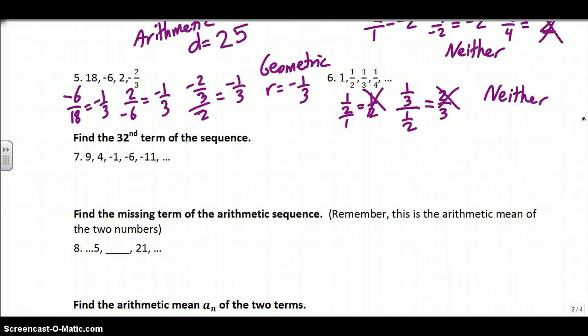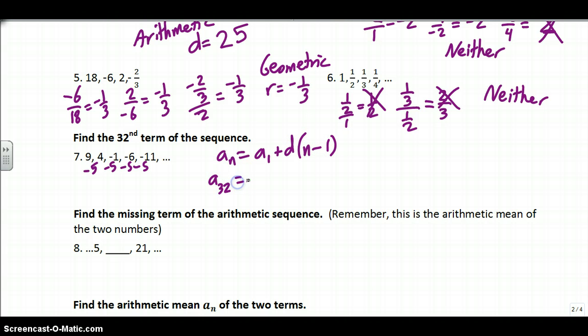Find the 32nd term of the sequence. Alright, so 9 to 4 to -1 to -6. That's clearly arithmetic. You're subtracting 5 each time, right? So for the arithmetic sequence, I go back to the beginning. It's this formula. I want the 32nd term. So I take the first term, which is 9, plus the common difference, which is -5, so I'm going to put that in parentheses there, times n minus 1. Well, n is 32. That's the number of the term I'm trying to find. So this will equal 9 plus -5 times whatever that is, which would be 31.